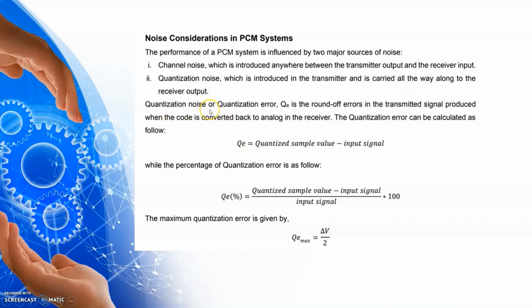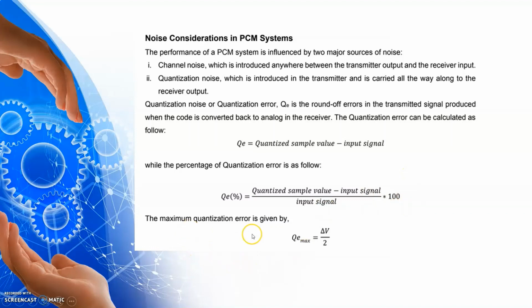So what is actually the quantization noise? It is the round-off error. Remember, during the quantization process, we rounded off the value of the analog signal to the quantization value, so there will be an error when we round it off. The quantization error, QE, can be calculated from this equation: quantized sample value minus input signal. If we want the quantization error in terms of percentage, we just use this equation: quantized sample value minus input signal, over the input signal, times 100.